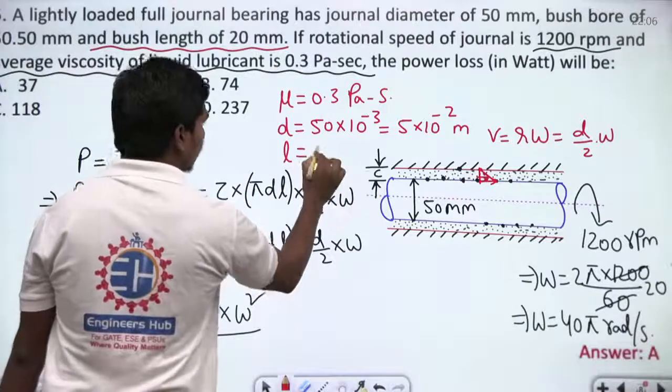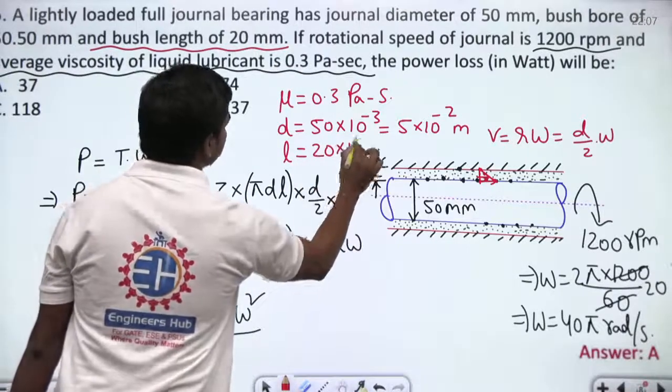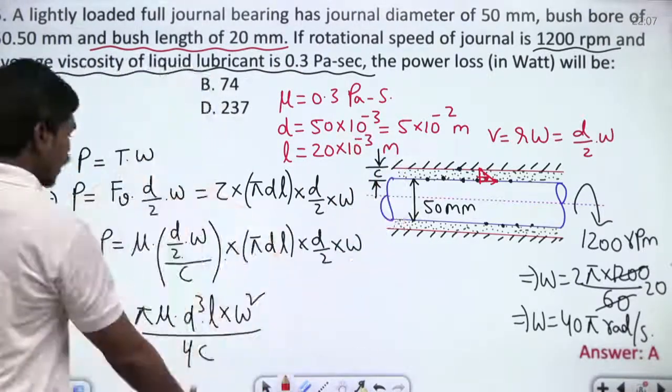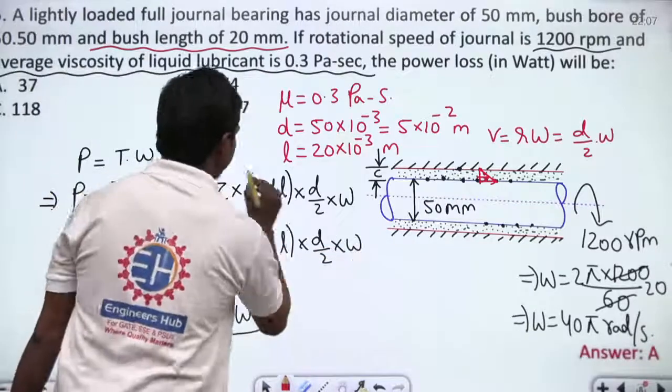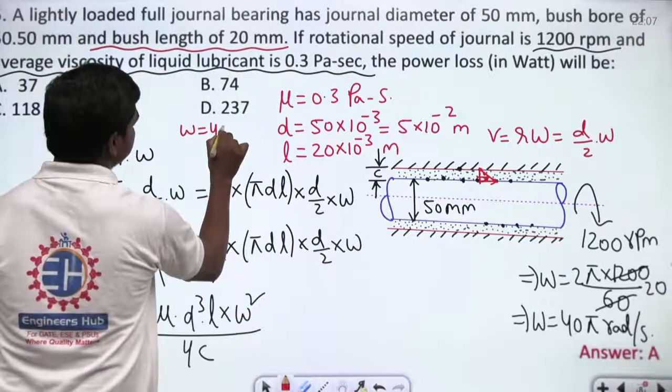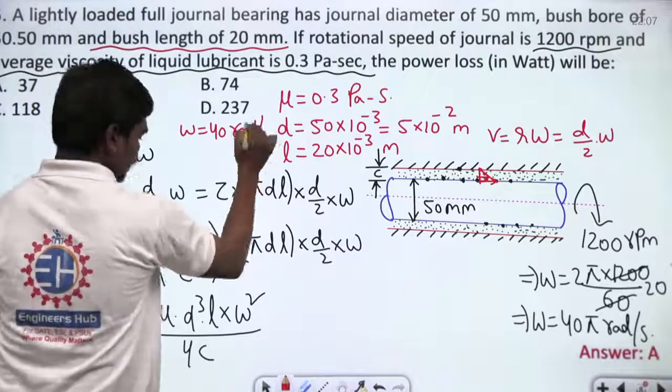So bush will be very small in length generally. So L is 20 into 10 to the power minus 3 meters. Then what about omega? Omega we got 40 radians per second, so omega is equal to 40 radians per second. This is also known to us. Then what has to be known?